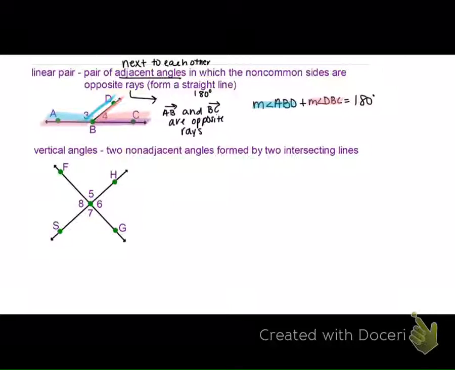A linear pair has to be next to each other. They cannot be separate. They have to be touching each other. Do you have any questions so far?